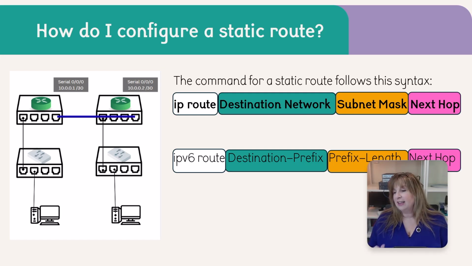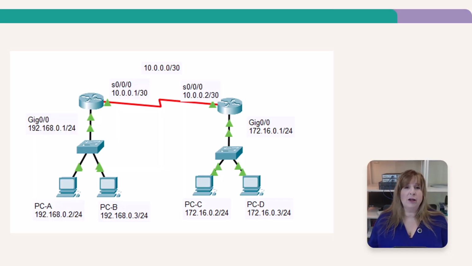ip route changes to ipv6 route. And then you still are going to list the destination network just using the destination prefix. And then instead of a subnet mask, because of course we don't have subnet masks with IPv6, you just use slash notation to indicate the prefix length, and then you list the next hop. So hopefully you can see it's very similar, just slightly different due to the changes in IPv6. All right, this is what our Packet Tracer network is going to look like.